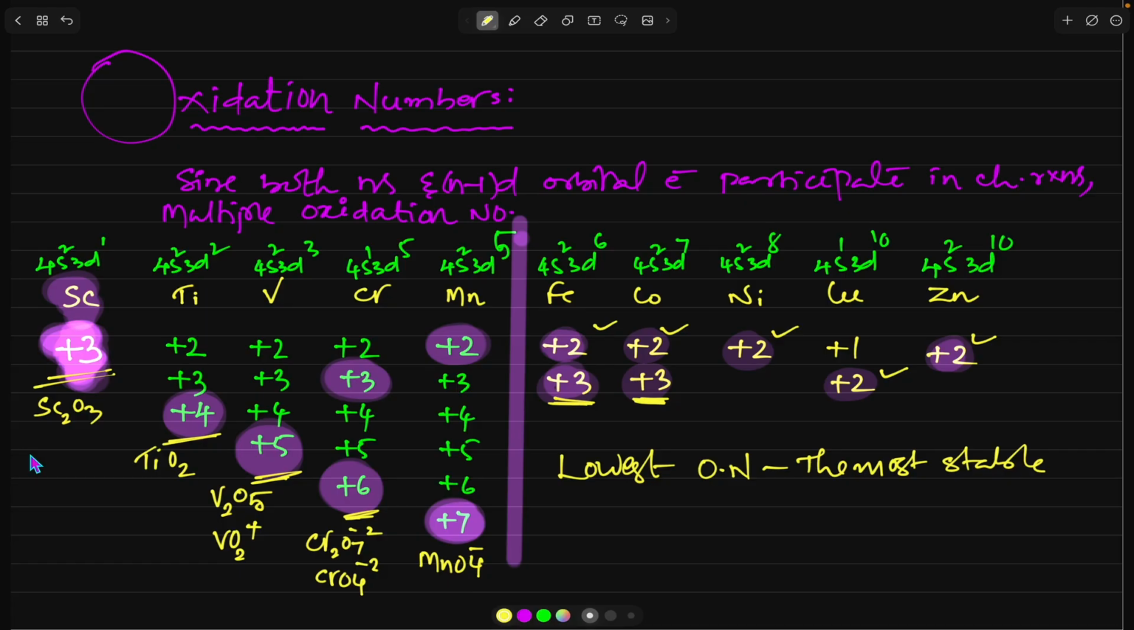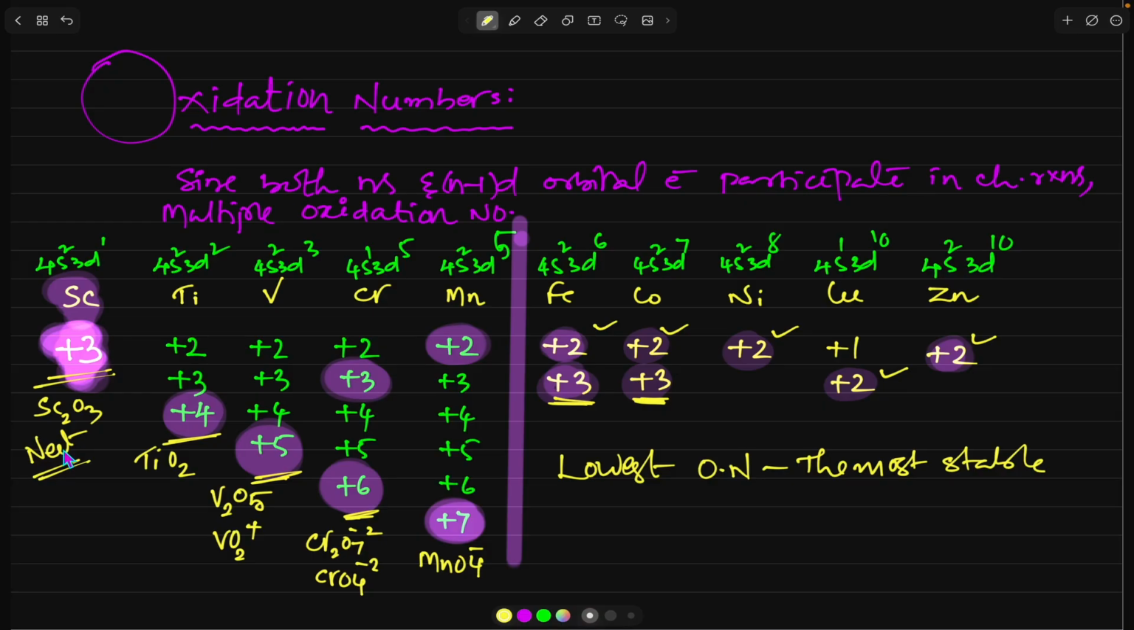This is one of the NEET questions asked: the element which shows only one oxidation number in the transition metals is scandium. Okay, is it understood? Please respond once, Maunika, Madhurima. Yes sir, understood. Yes sir. Right.